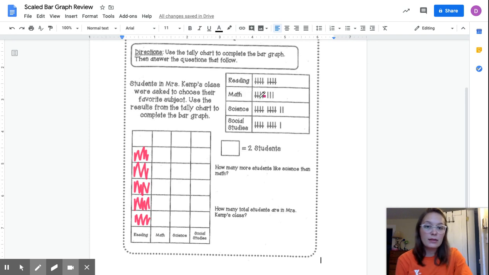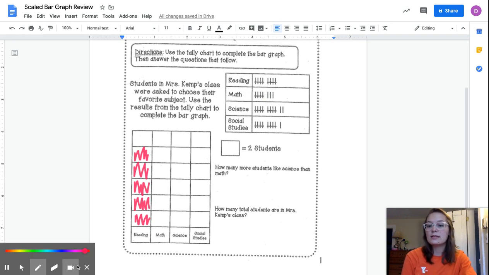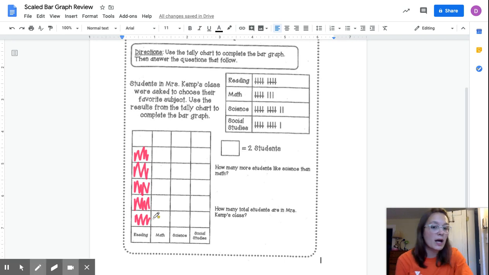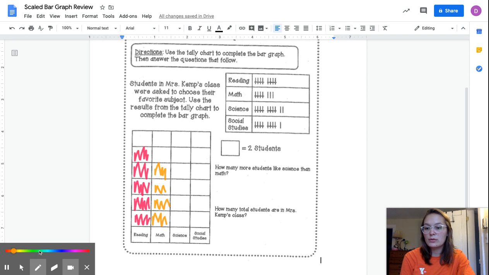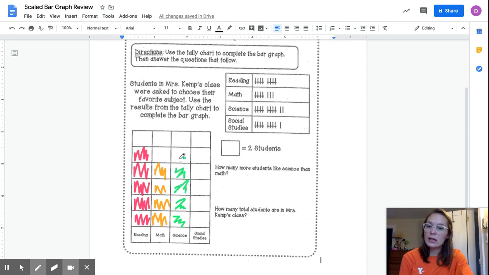Okay, for math, counting it up, 5, 6, 7, 8 students. We can't color in 8 boxes, remember, because each box represents 2. So we have to count by 2s. 2, 4, 6, 8. Next up is science, 5, 10, 12. Okay, counting by 2s, let's give it a shot. 2, 4, 6, 8, 10, and 12.